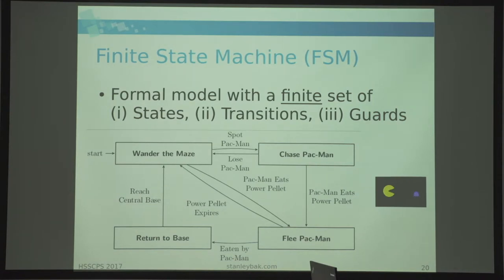There's transitions between the modes, and there's rules on when these transitions occur, which are the guards, right? So if you've ever played Pac-Man, you've probably noticed there's some discrete behaviors, right? Like if you're wandering the maze and the ghosts get near you, they start chasing you. If you eat a power pellet, now they're running away from you. So those are discrete events that happen based on certain inputs, certain behaviors to the system.